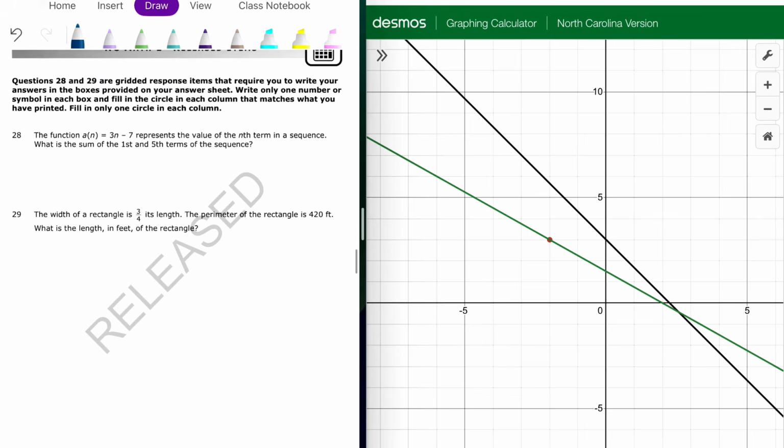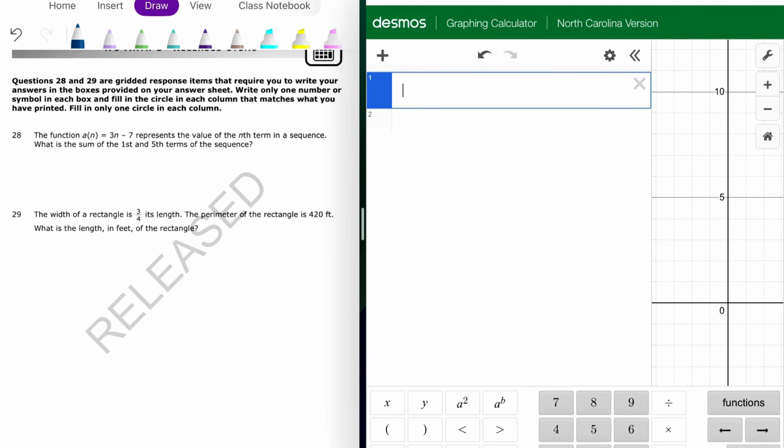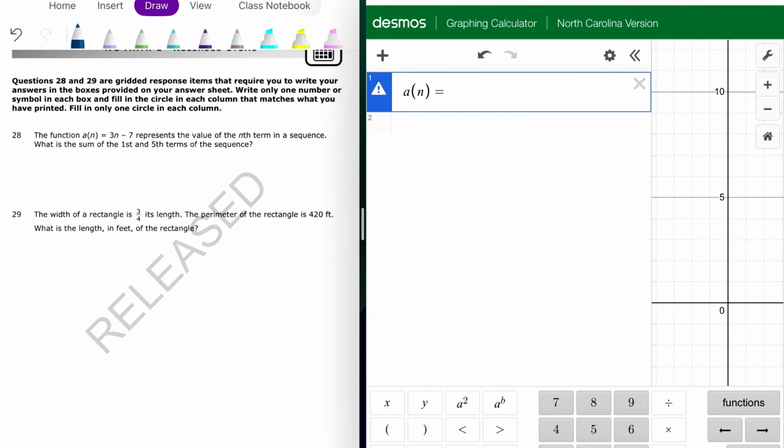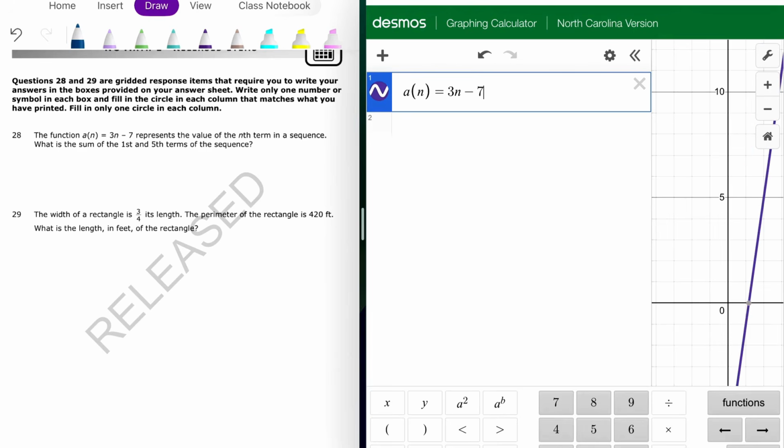I love 28 also. This is another wild thing about Desmos. I love Desmos so much if you can't tell. You can actually type in A sub n, I think. A of n, rather. Let me do it exactly the way it's written, and then we'll figure it out if it doesn't like that. It might want you to do f of n. So then we have 3, that's a v. And then -7. Okay, so the problem says the function represents the value of the nth term in a sequence. What is the sum, adding, of the first and the fifth terms in the sequence?